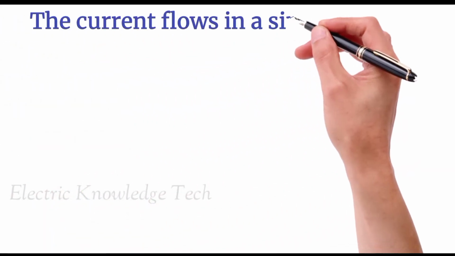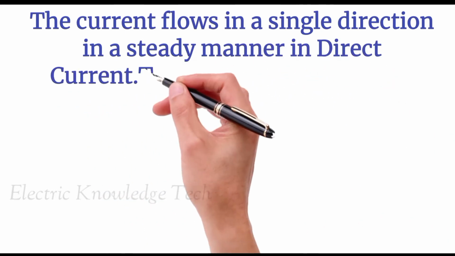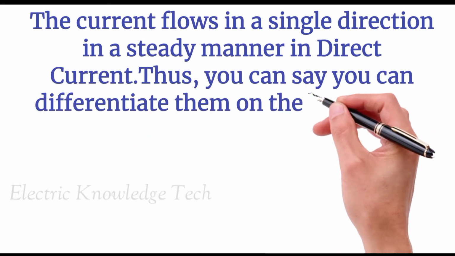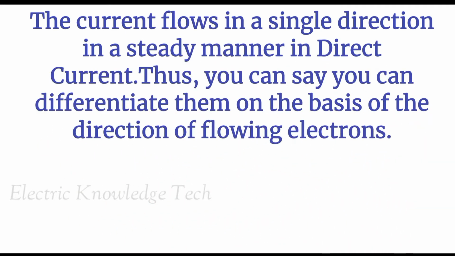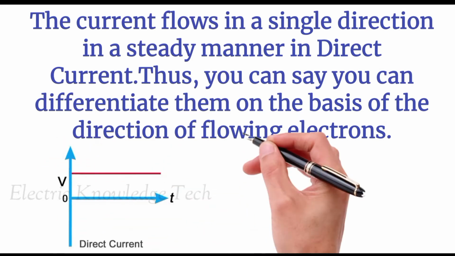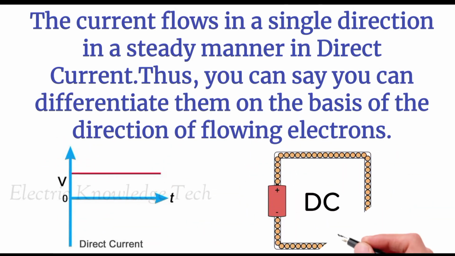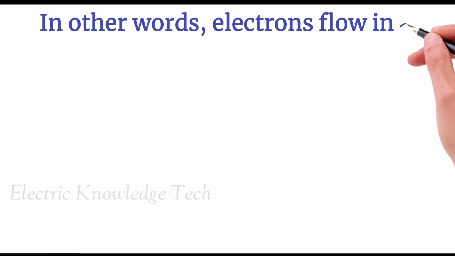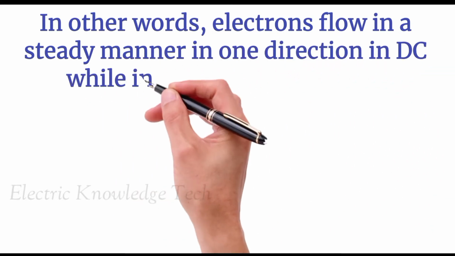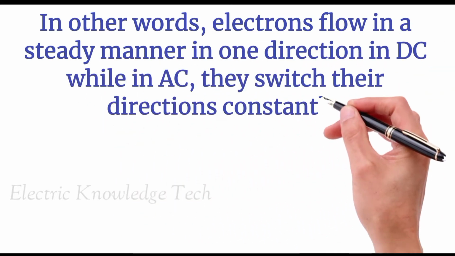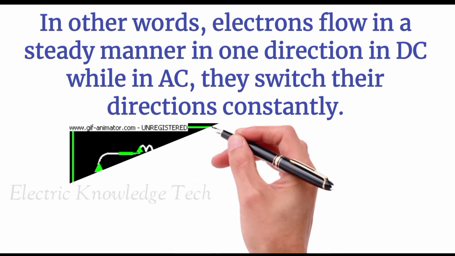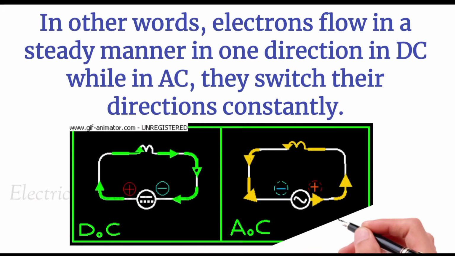The current flows in a single direction in a steady manner in direct current. Thus, you can differentiate them on the basis of the direction of flowing electrons. Examples. In other words, electrons flow in a steady manner in one direction in DC while in AC, they switch their directions constantly. Example.